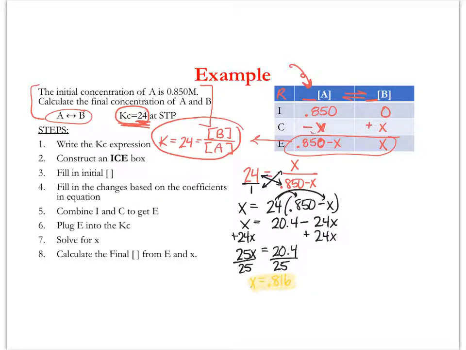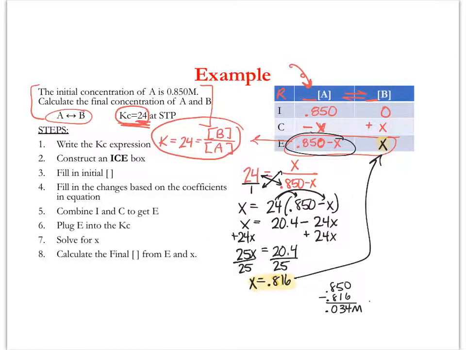x is 0.816, so now we know the value of B's concentration at equilibrium because we know that x is equal to the concentration of B at equilibrium. So there's that one. Now what's the concentration of A at equilibrium? Well, the concentration of A at equilibrium is 0.850 minus 0.816, which is 0.034 molar. So we have our two answers.